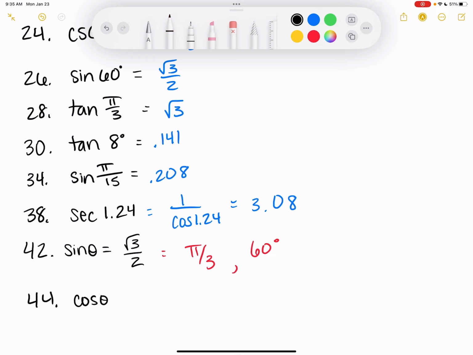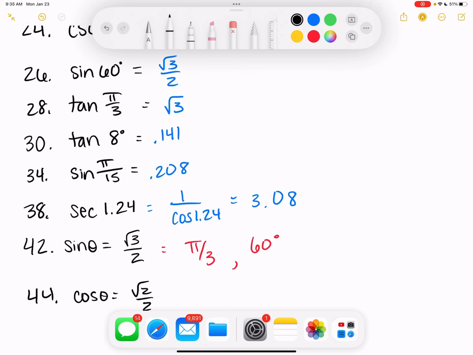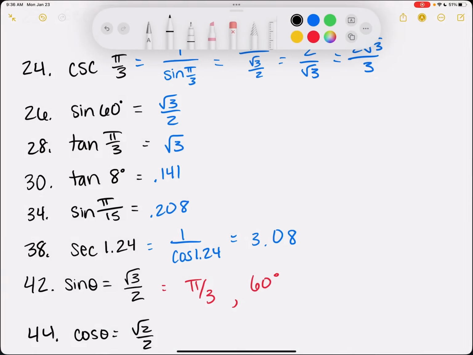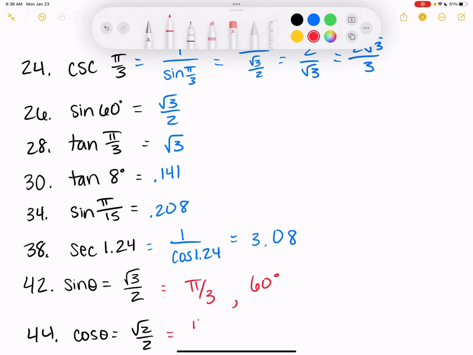44, cosine of theta is equal to square root of 2 over 2. So where's cosine square root of 2 over 2? That's acute. Pi over 4 and 45 degrees.